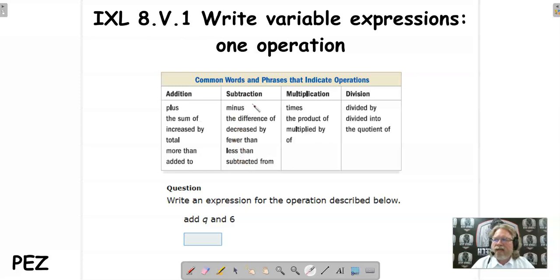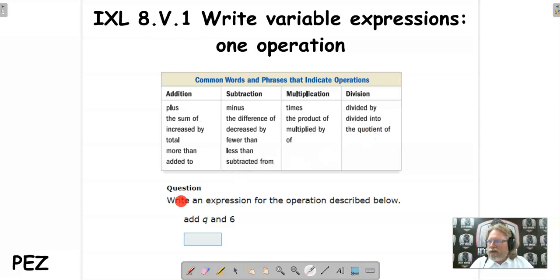The thing about subtraction is you've got to be careful which order you put the numbers in, because 5 minus 4 is different than 4 minus 5. And multiplication, we might say times, or the product of, multiplied by, or we could use the word of. And then finally division, phrases like divided by, divided into, or the quotient of. Quotients are involved in division. So if you see that word quotient, it means division.